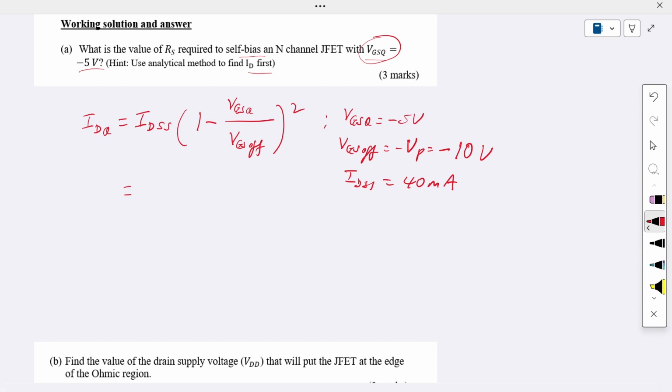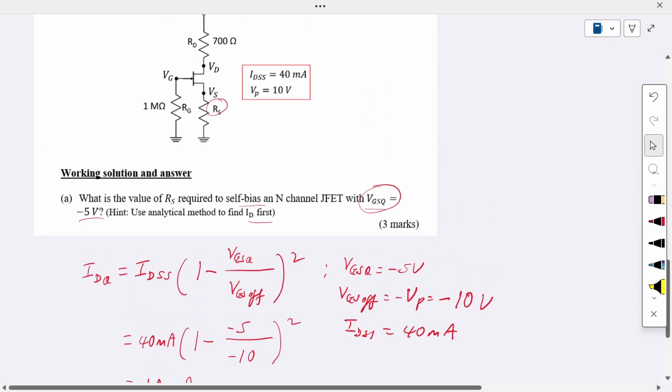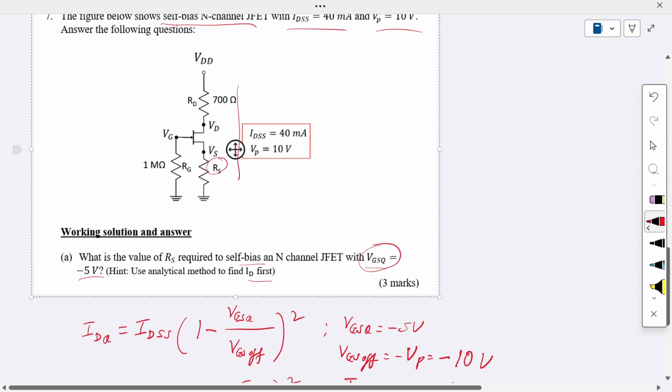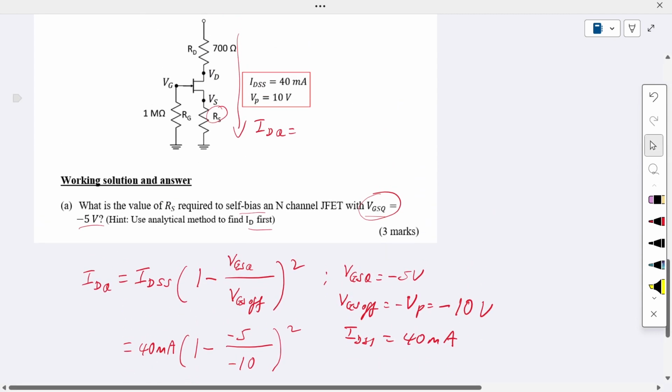Okay, so ID is 40 milliampere times (1 minus VGSQ, which is minus 5 volt, divided by minus 10 volt), and then we take the square of this. Do these calculations, then the IDQ is equal to 10 milliampere. So now we know that the IDQ, which flows from the VDD to the ground, is equivalent to 10 milliampere.